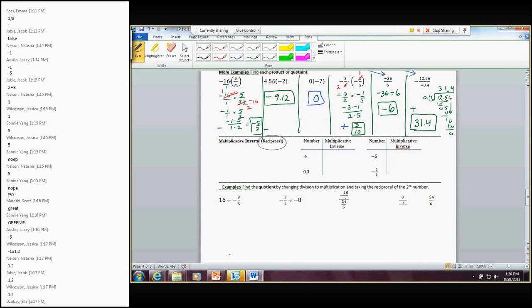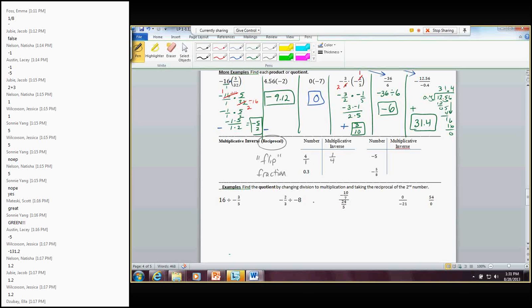So multiplicative inverse is a fancy word for reciprocal. Reciprocal just means to flip the fraction. Flip your fraction. It does not mean to make it negative. It just means to flip. So let's start off with the number 4. It's not really a fraction right now, but I can always make it a fraction by putting it over 1. So now the multiplicative inverse, or reciprocal, is 1/4.